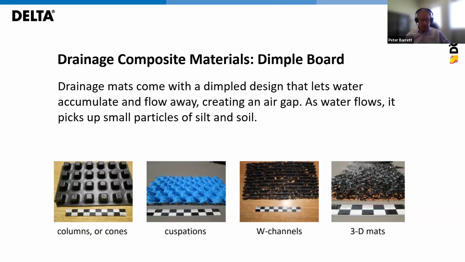As water flows, it picks up small particles of dirt and silt. What's important is that we don't want that dirt and silt to flow into our dimples or our drainage space at all, because that will inhibit flow and fill the actual space that we want water to be flowing through. A drainage mat's membrane protects the mat from sediment clogging. So here's a whole bunch of different shapes, as you can see on the screen, used to create the dimple design along with a geofabric.